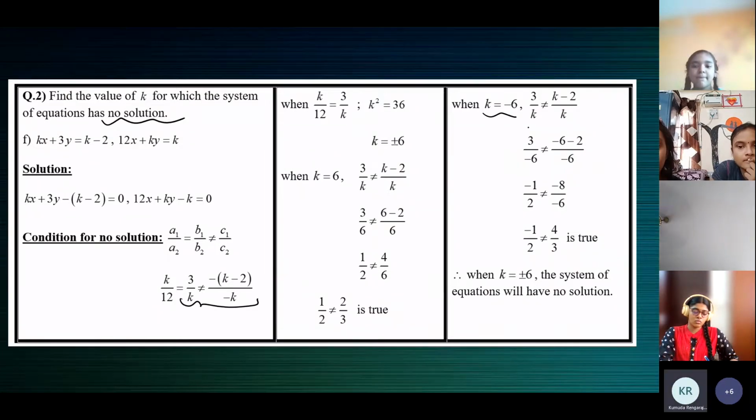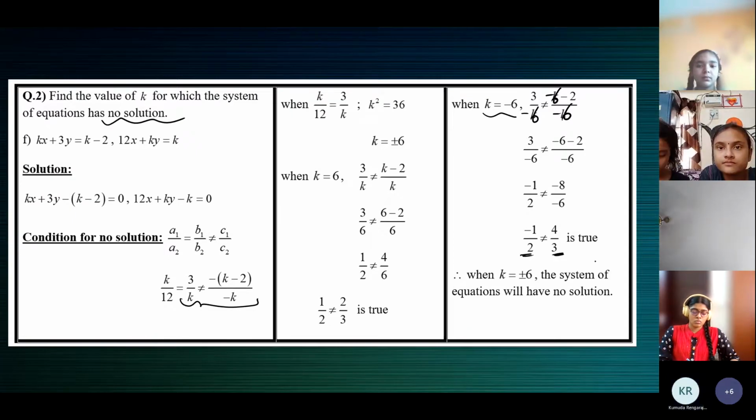So when k is minus 6, that means wherever there is k, you should put minus 6. And when we work it out, we get minus half is equal to 4 by 3. It's true. Minus half is negative, this is positive. They're not equal, it's true. So that means both the statements are true.